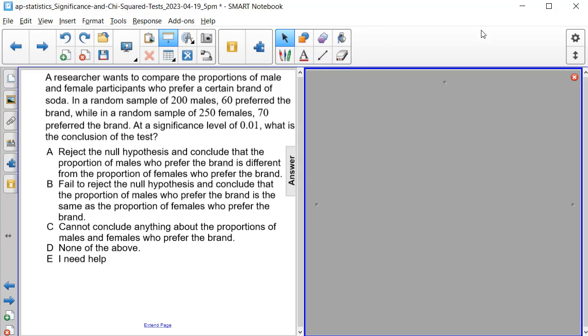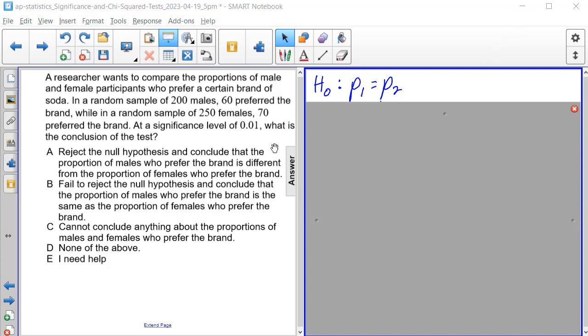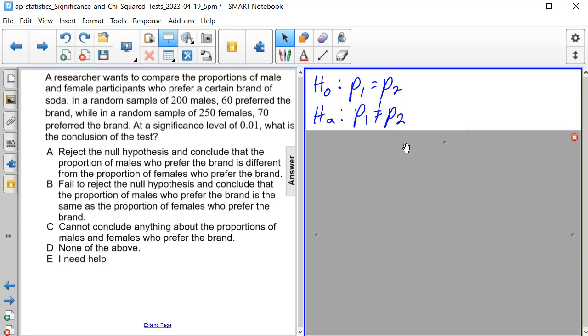In order to begin, we have to construct our null hypothesis and our alternative hypothesis. Well, our null hypothesis should be that P sub 1 is equal to P sub 2, meaning that the proportion of males who prefer the brand is the same as the proportion of females who prefer the brand. And then the alternative hypothesis will be the exact opposite of this, that P1 is not equal to P2.